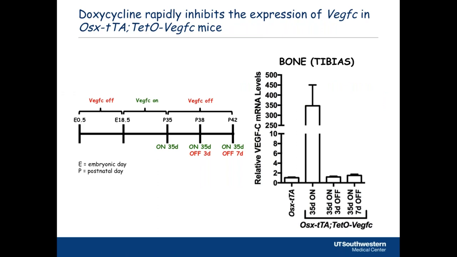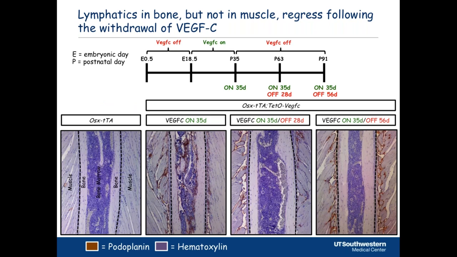But before we characterize the histology of our mice, we first wanted to examine the reversibility of VEGF-C expression in bone. And in this experiment, we generated mice where we induced the expression of VEGF-C for 35 days. We then placed mice back on doxycycline water for either 3 days or 7 days. And we isolated RNA from tibias and measured VEGF-C mRNA levels by qPCR. And we found that VEGF-C mRNA levels returned to normal as soon as 3 days after being treated with doxycycline. So these data show that doxycycline rapidly inhibits the expression of VEGF-C in our double transgenic mice.